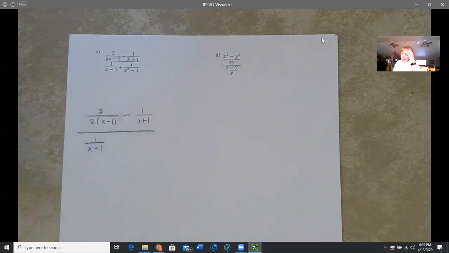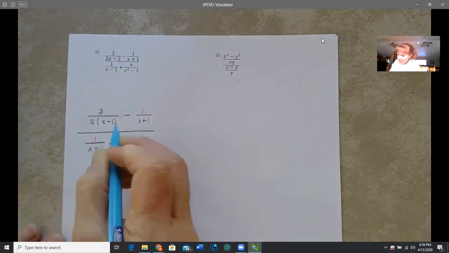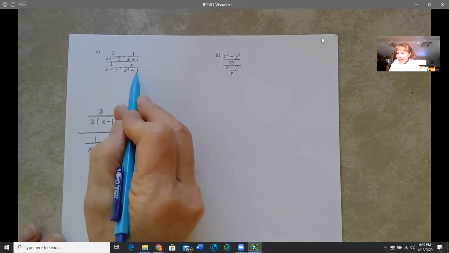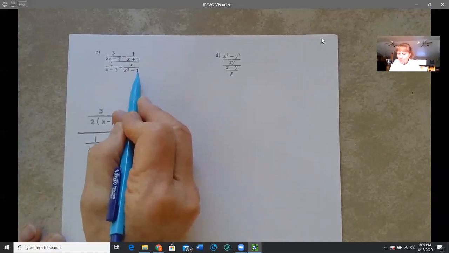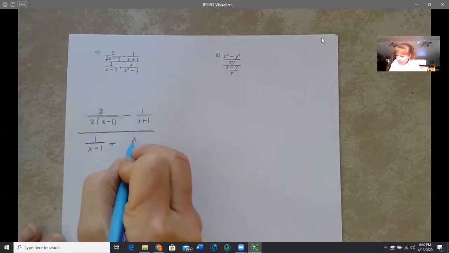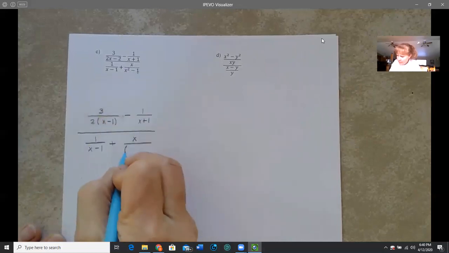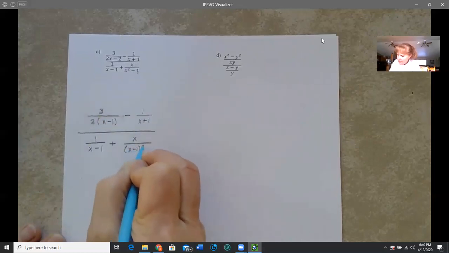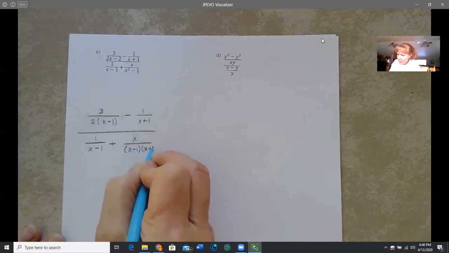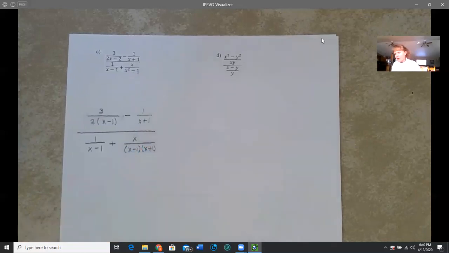Okay. Now the next fraction down here in the bottom right, that denominator can be factored. So we have our numerator, and this is a difference of 2 squares. So I'm just factoring my denominator so I know what the least common denominator is. All right, let's look at the least common denominator.